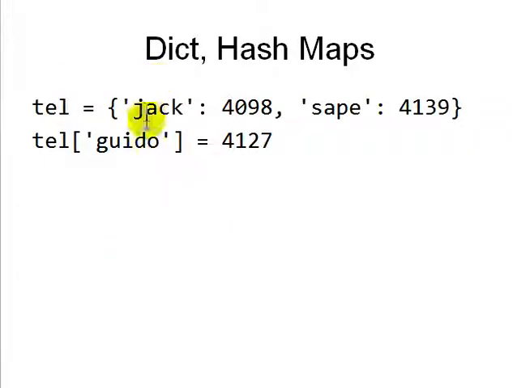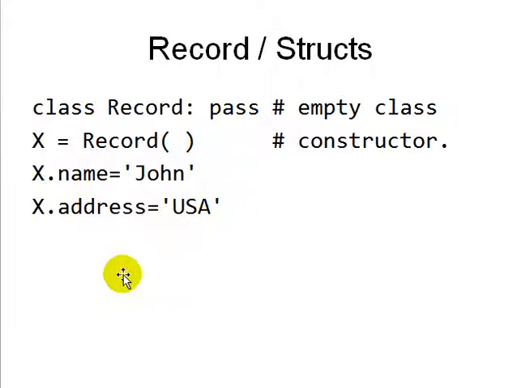So you have a dictionary. Dictionary is like a name value pair, and you can also refer to a dictionary by using square brackets. The tel of Guido is 4127, and you can easily create records and structs in Python. So how does that work? You just create an object called record. You say object and pass, which means it's an empty class, there's nothing inside it, and then this is a constructor, record. It's a class and you say record with no parameters, and then you get x. x is of the type class record. Then you can add members to x using dot. x dot name is John, x dot address is USA. So that's how you get a record. So x is a record, and the values inside it could be any arbitrary set of combinations that you think of.